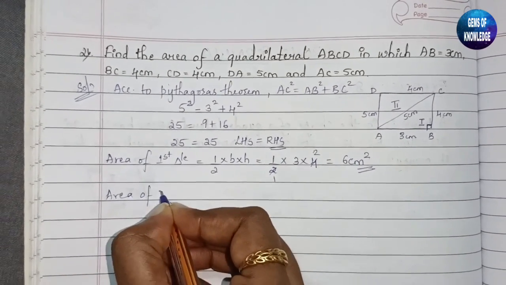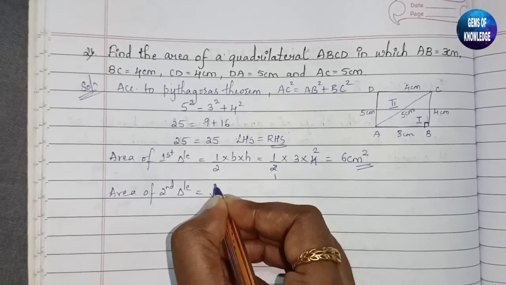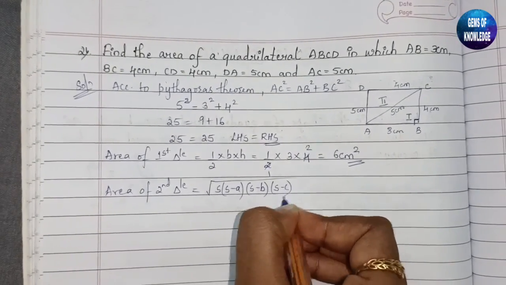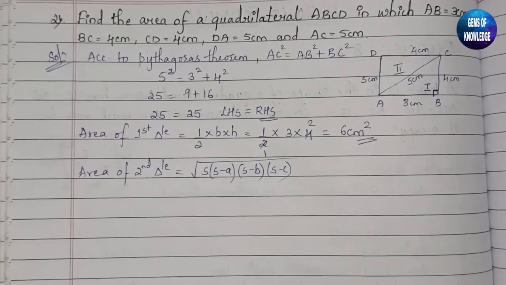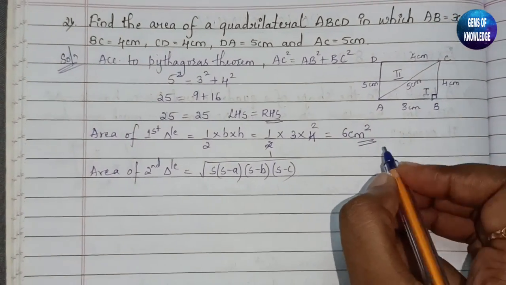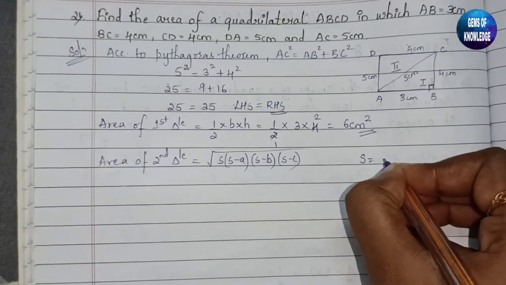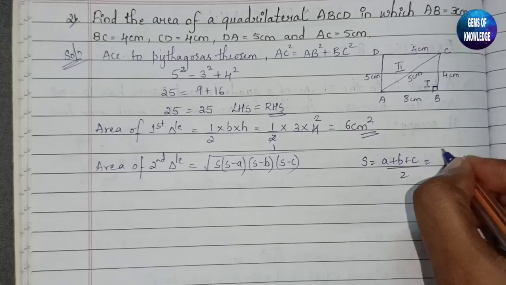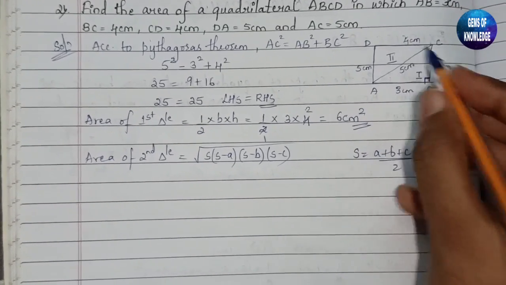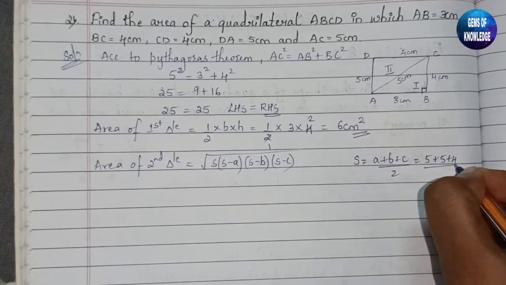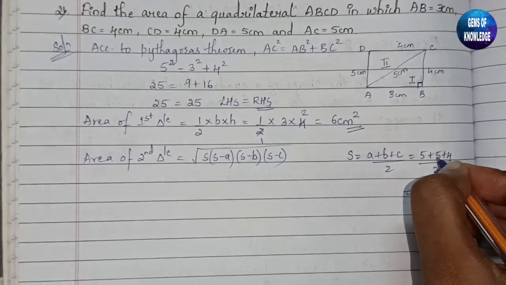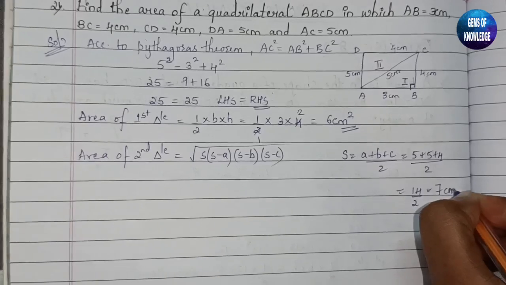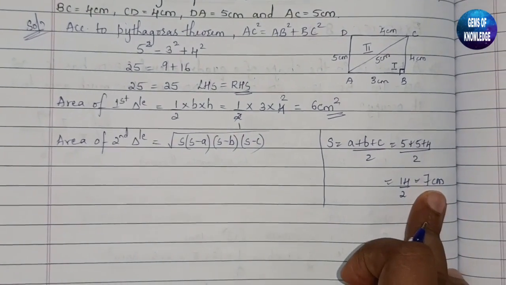Area of second triangle is root of s into s minus a into s minus b into s minus c. By the side, we'll go on with finding s. We know that s is equal to a plus b plus c divided by 2. For the second triangle, it is 5 plus 5 plus 4 divided by 2. So 5 plus 5 is 10, 10 plus 4 is 14, 14 by 2 is nothing but 7 centimeter.